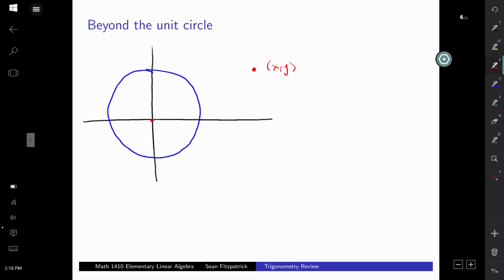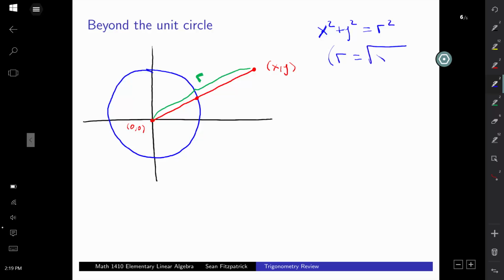Well, you can still draw the ray from the origin to that point x, y. Once you've got 2 points, there's always a line between them, and we know how to calculate the length of this line. Let's call that length r, because again we have the distance formula, so we know that x squared plus y squared has to equal r squared, where r is no longer necessarily equal to 1. This follows from the formula for the distance between 2 points in the plane, which says that r should be the square root of x minus 0 squared, so x squared, plus y minus 0 squared, so y squared.